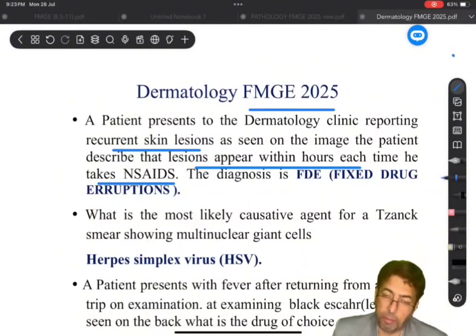FDE, fixed drug eruptions, are very common, and many patients are hypersensitive to many drugs and they develop rashes after the intake of the drug. So the history is suggestive. You have to go through the question properly, and it is a simple question just suggesting fixed drug eruptions.